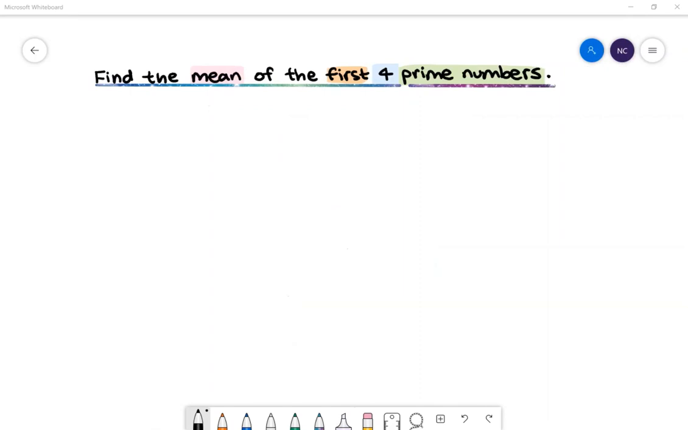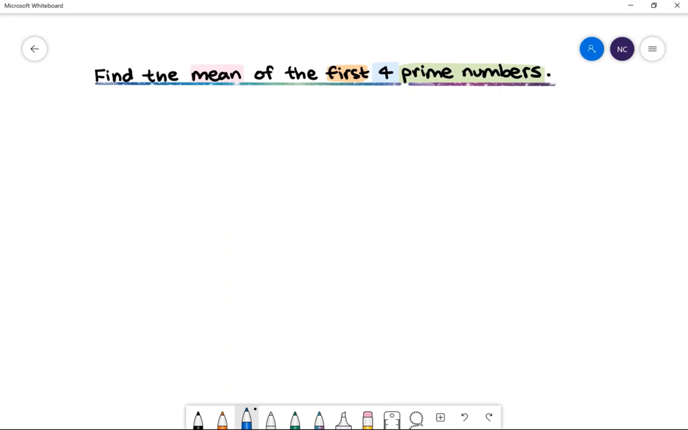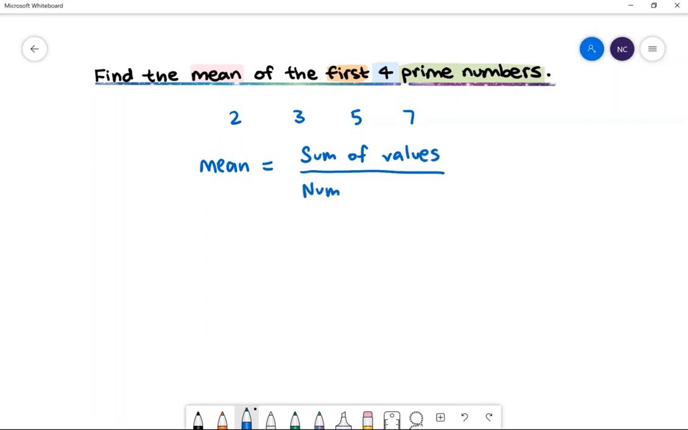Here is our next example. Find the mean of the first 4 prime numbers. The first 4 prime numbers are 2, 3, 5, and 7. Remember that 1 is neither a prime number nor a composite number. The mean can be found by the sum of all the values divided by the number of values.